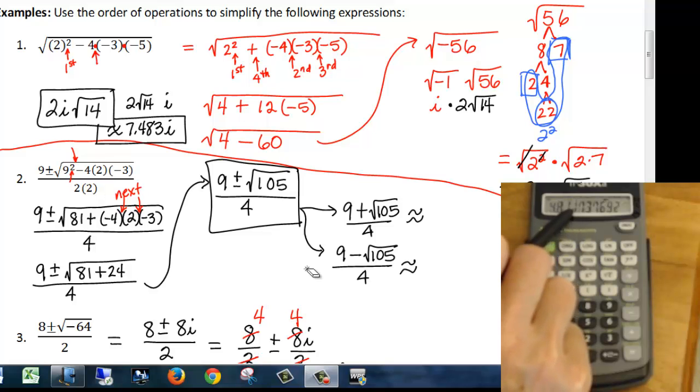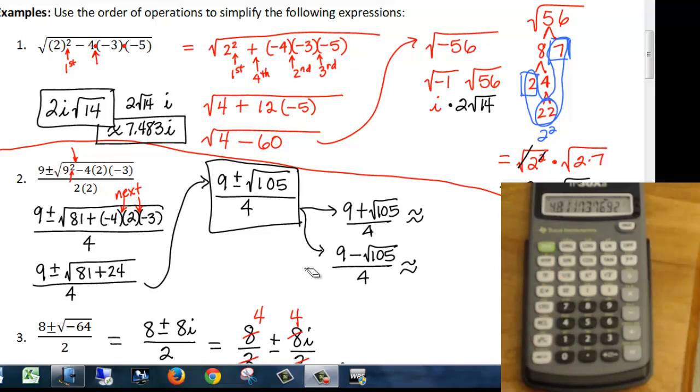I have to look at the 7. That's going to bump it up to a 2 instead of a 1. So now it'll be 4.812. So that'll be my 3 decimal approximation. 4.812. There's one of my two answers.